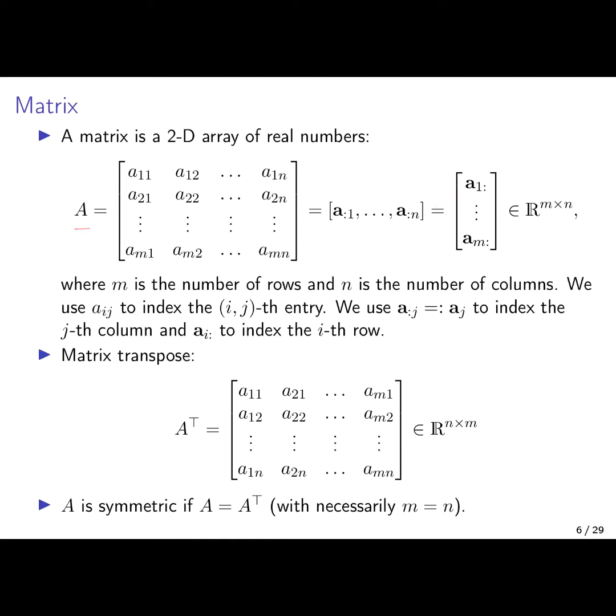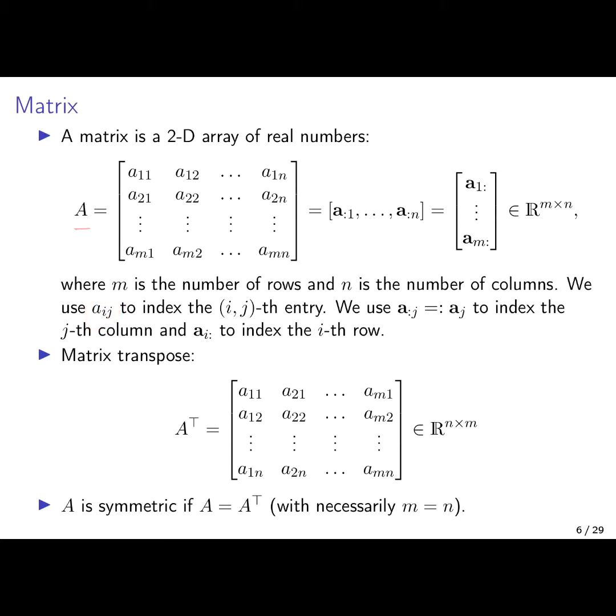Okay, and you have noticed that I'm using the notation A column j as the j-th column vector of A, and I'm using A row i as the i-th row of the matrix A. Okay, and I'm going to use Aij to index the ij-th entry of the matrix A.